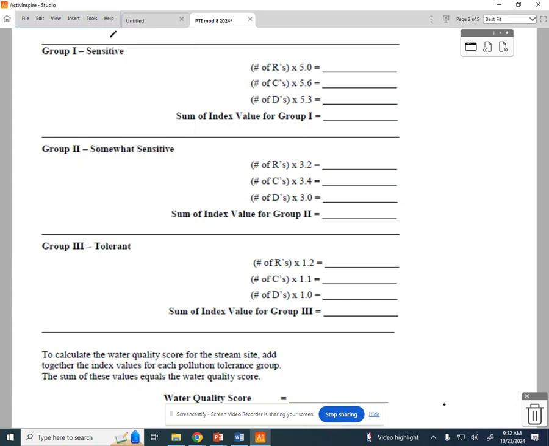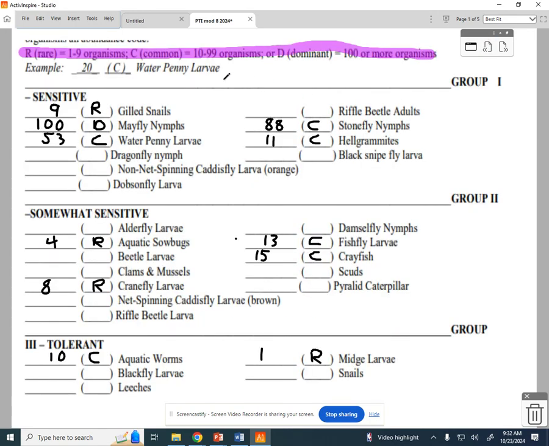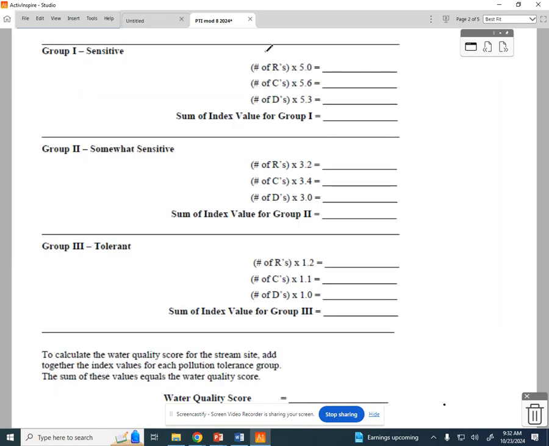So up here, group 1 sensitive, they want to know how many times we marked a group of organisms as rare, how many times as common, and how many as dominant. So come back here. Group 1 sensitive, that's this top part. If you take a look, we only have one group of organisms considered rare. We're ignoring the 9. So we have one group of organisms that we called rare, in that group 1 times these multipliers. So 1 times 5 is 5.